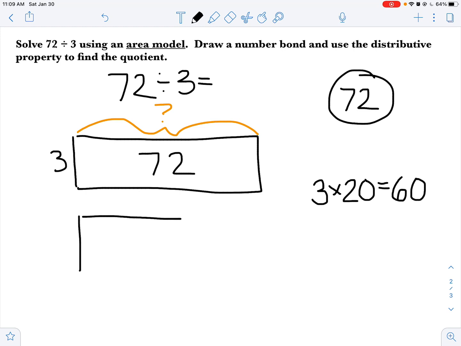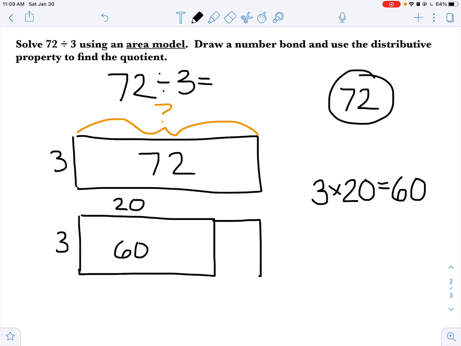So I'm going to show that with a smaller rectangle. I'm going to show 3 times the 20 equals my 60. Now how much is left to make 72? Now I know there's 12 more left to get to 72. So I can ask myself 3 times what is going to be 12 to get me that other rectangle. And again, if you don't know that fact, you can skip count, but hopefully you guys know this by now. 3 times 4.